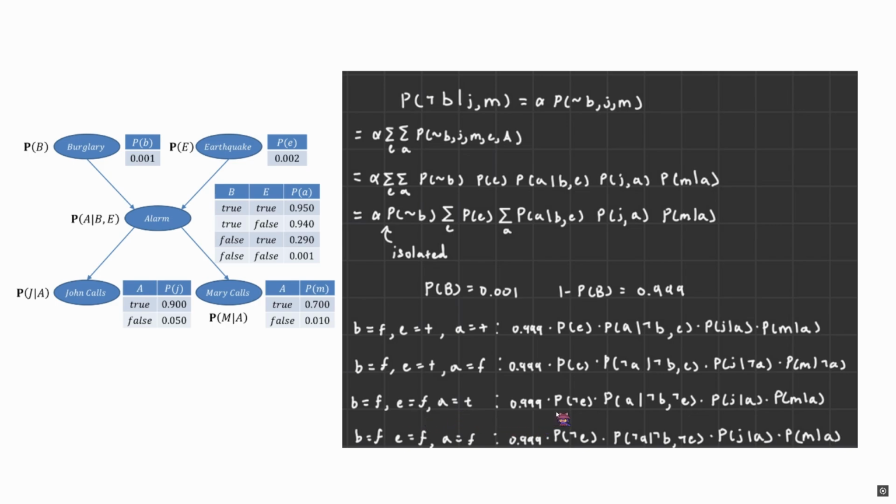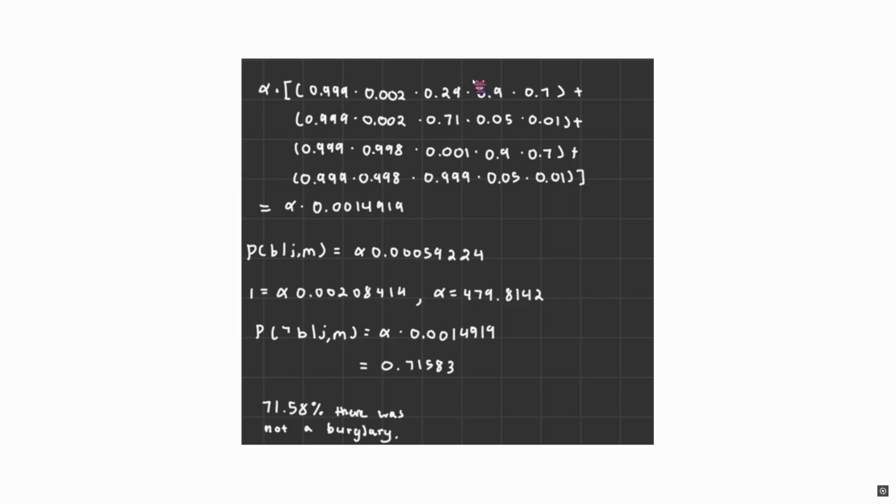So we simply find the probability that earthquake did not occur, the probability that the alarm went off given that an earthquake and the burglary did not occur, the probability that John called given the alarm went off, times the probability that Mary called given the alarm went off. After you plug in each probability, you multiply all the probabilities of a world and sum the results of all the worlds together. And that gives us alpha times 0.0014919.